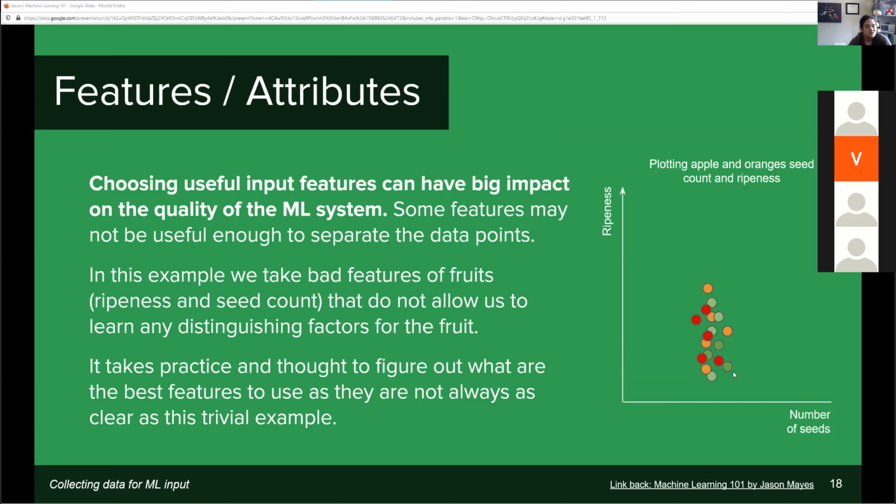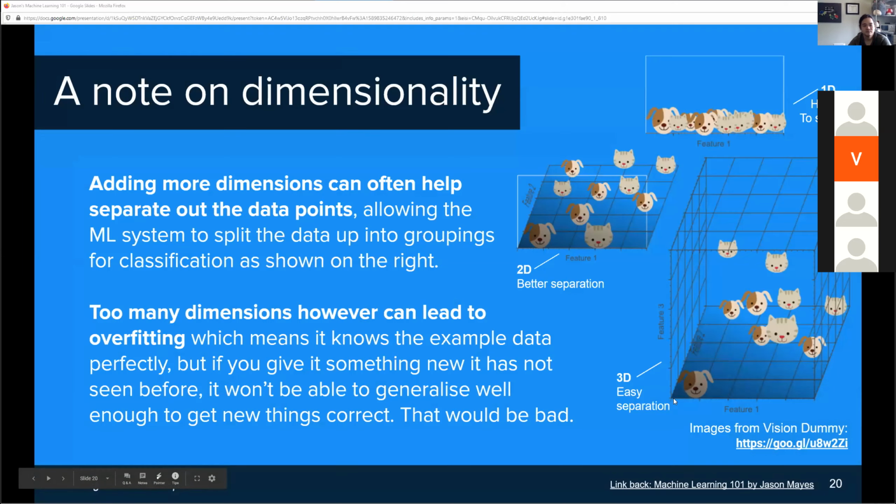Now, there's something called the curse of dimensionality, where you have too many features, too much data, and the bad data overwhelm the good data that will help you classify, let's say, fruit in this case. You have too many dimensions of data. First of all, it slows down your system. Second of all, it reduces your successful classification rate.